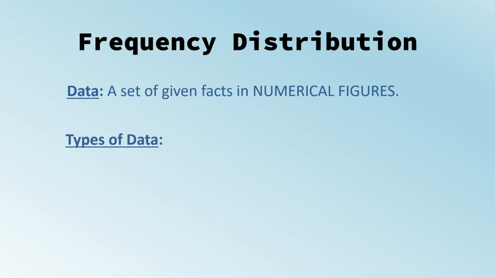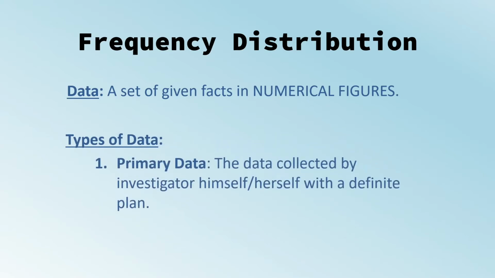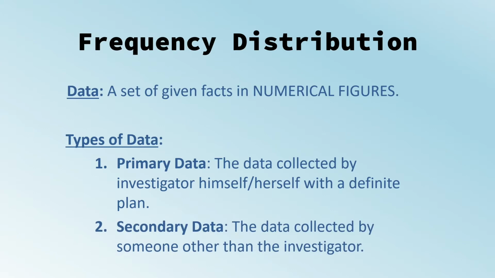There are basically 2 types of data. First is primary data, that is collected by the investigator himself or herself with a definite plan. And the second one is secondary data, that is the data collected by someone other than the investigator. Secondary data means reuse of the data which is collected by an investigator.